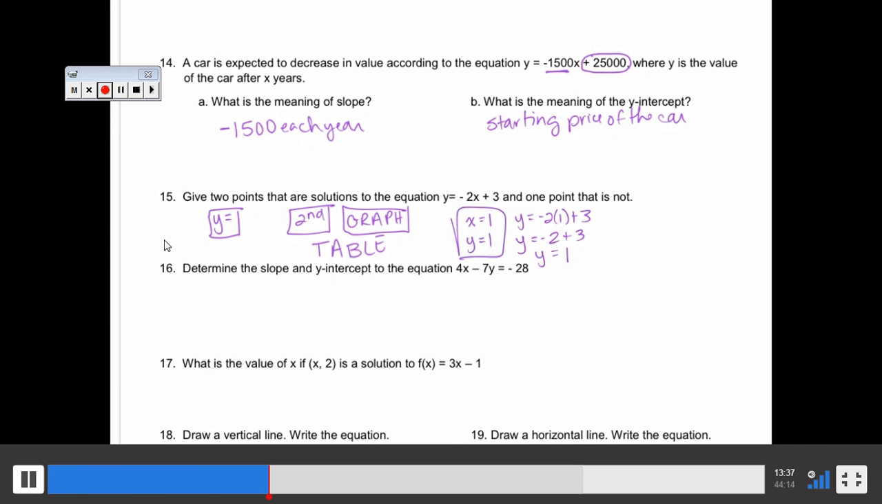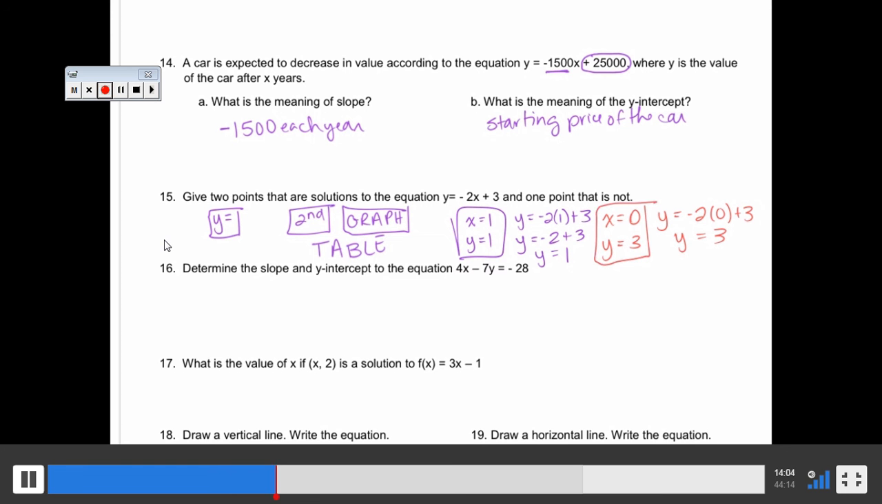Then I'm going to do it again, and I'm going to let x equal 0. And then I'm going to solve for y. So I have y equals negative 2 times 0 plus 3. So y equals 3. So that would be another pair that is a solution to that equation.